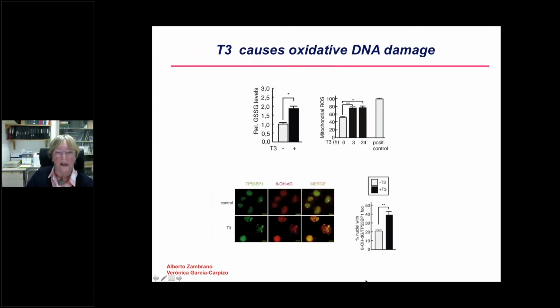And this increase of mitochondrial ROS induces the formation of foci that contain oxidized DNA labeled with 8-hydroxy-deoxyguanosine. As you can see, this oxidized DNA co-localizes with the double DNA strand breaks, and T3 increases very strongly the number of these foci.